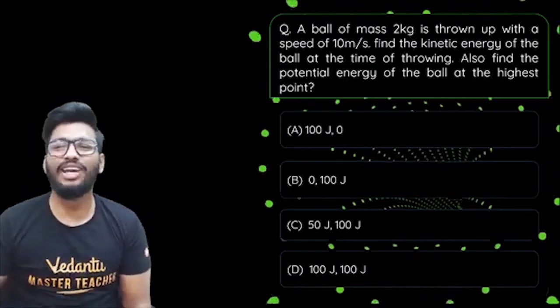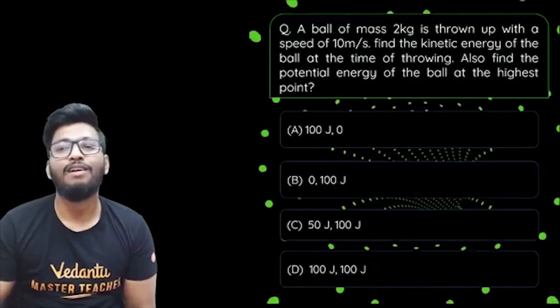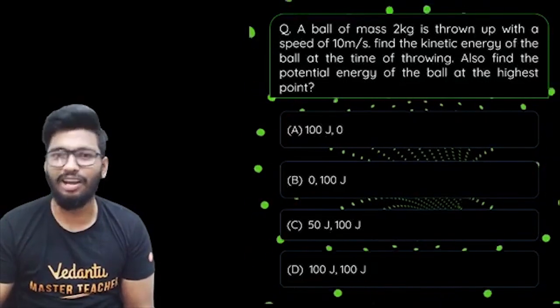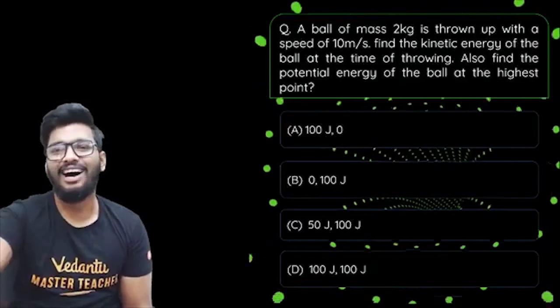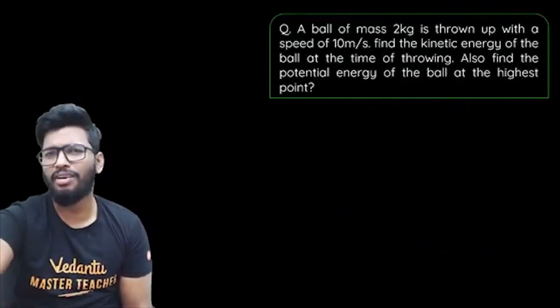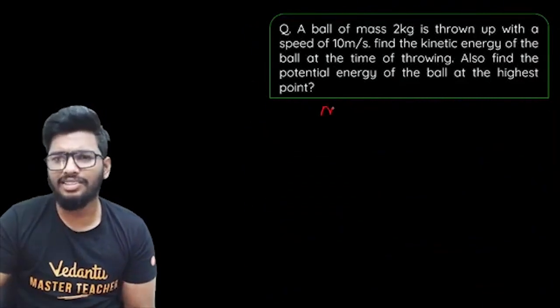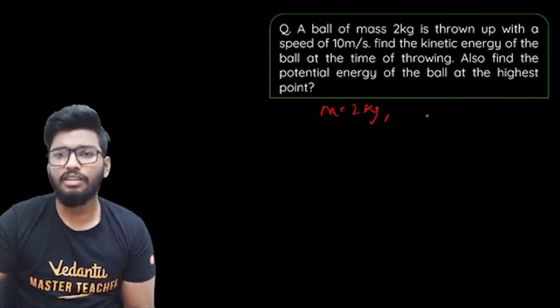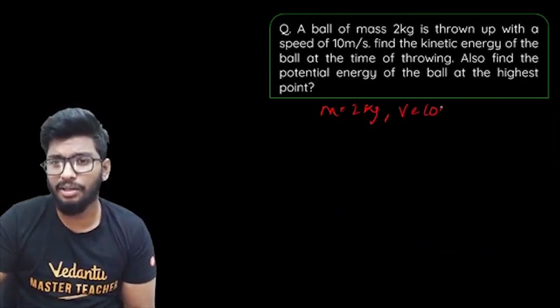A ball of mass 2 kg is thrown up with a speed of 10 meters per second. Find the kinetic energy of the ball at the time of throwing, and also find the potential energy of the ball at the highest point. First of all, find out the kinetic energy. So mass is given as 2 kg. Velocity is given as 10 meters per second.